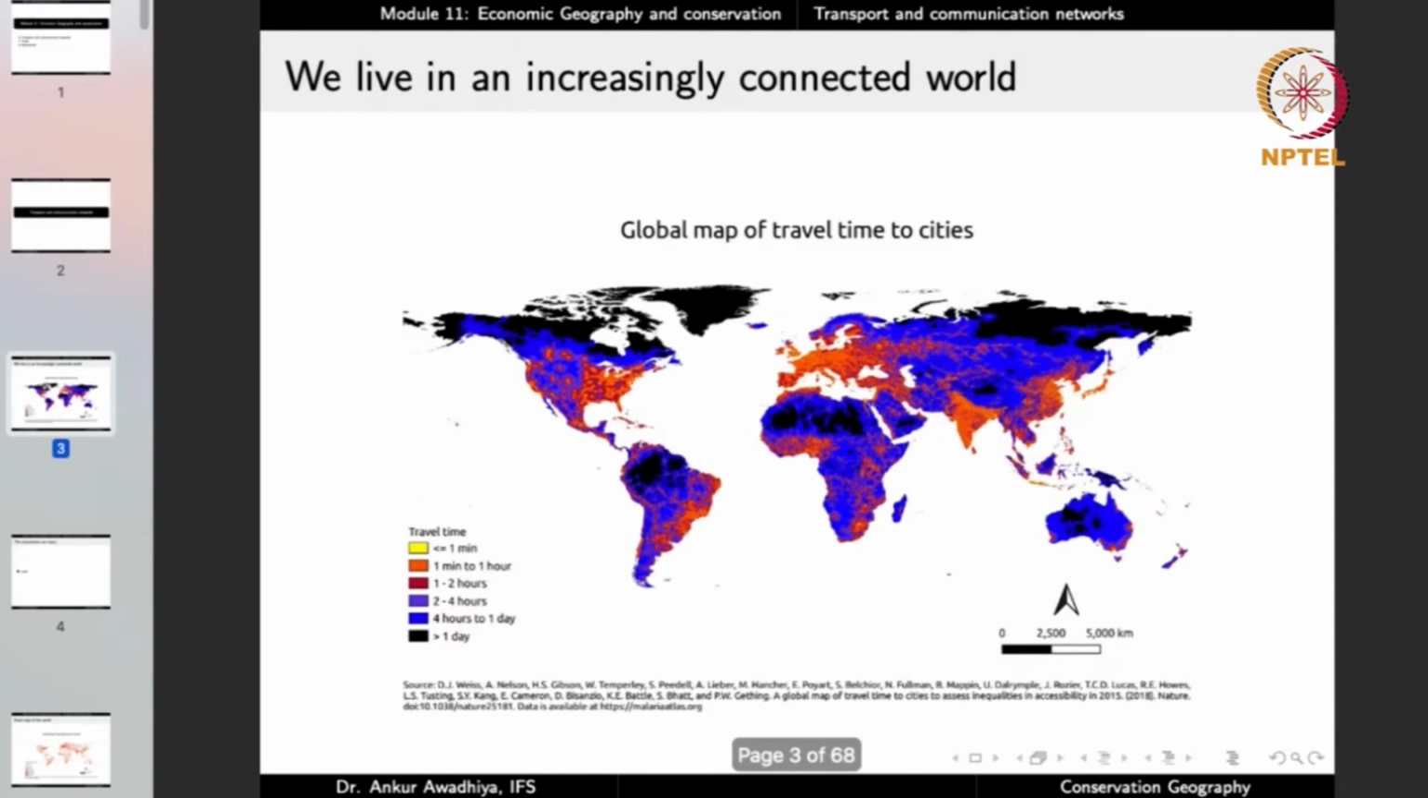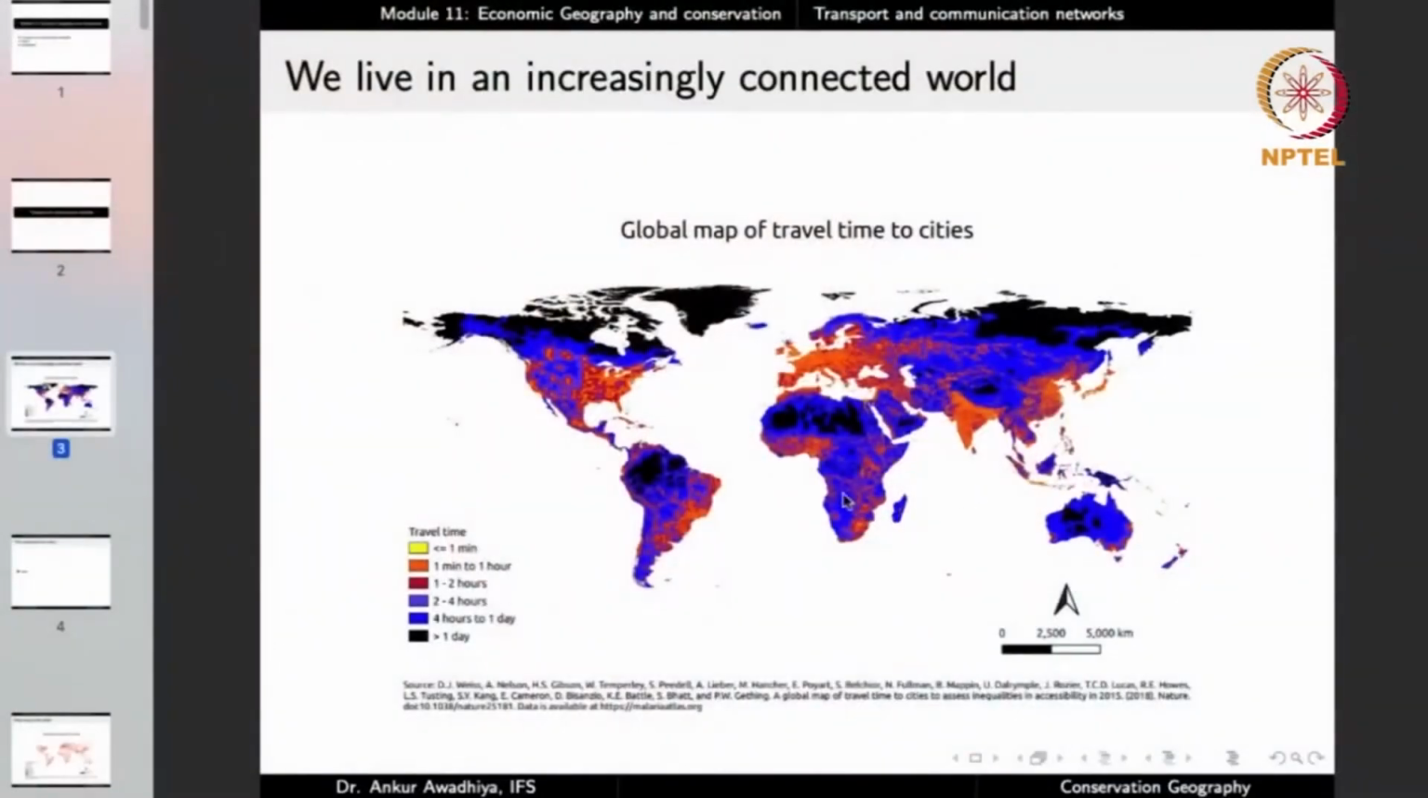Now we live in an increasingly connected world. This chart tells us the time it takes to reach the nearest city. Or conversely, if we take any point on the planet, what is the time that is needed for a person in the nearest city to reach that point?